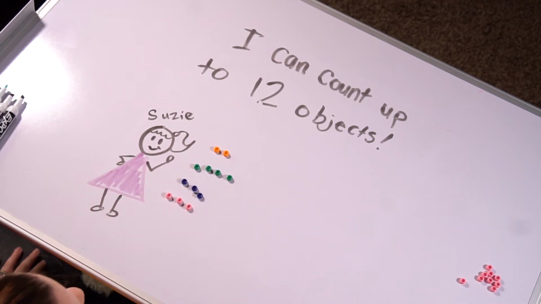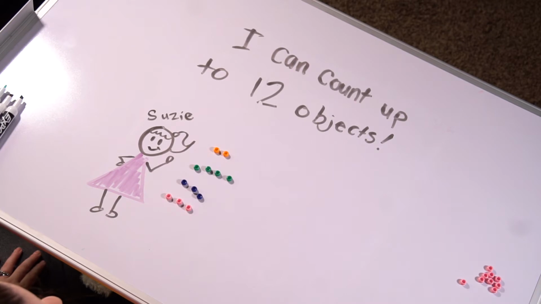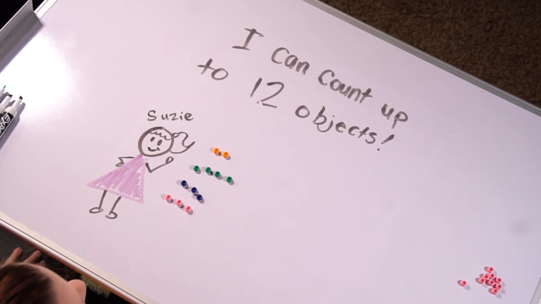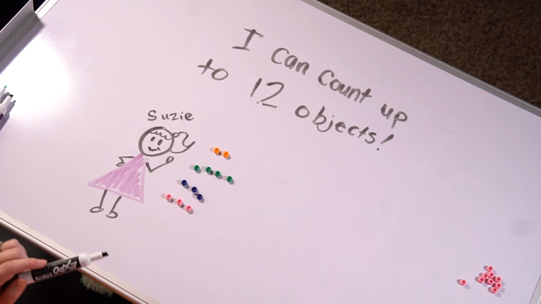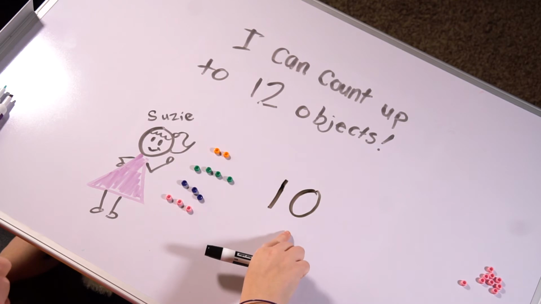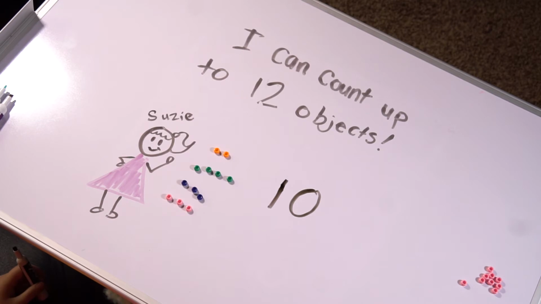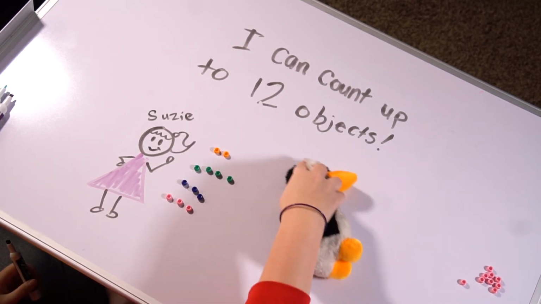I want to know, how many beads does Susie have? Pause your video now and count the beads. Did you guess that Susie has 12 beads? Let's write the number 12. Susie has 12 beads. So when we write 10, we write a 1 and a 0. But Susie doesn't have 10 beads. She has more than 10, which means that she has a bunch.